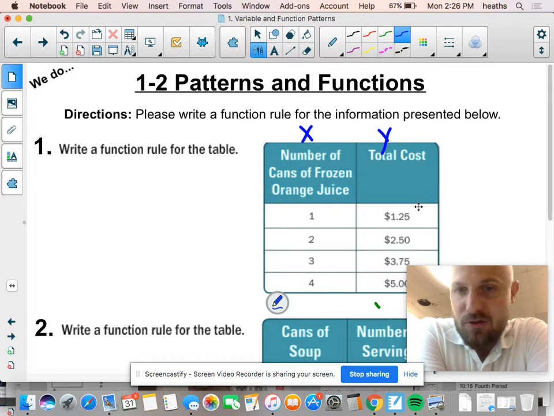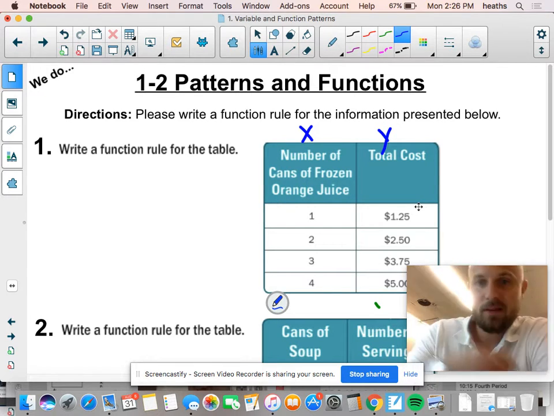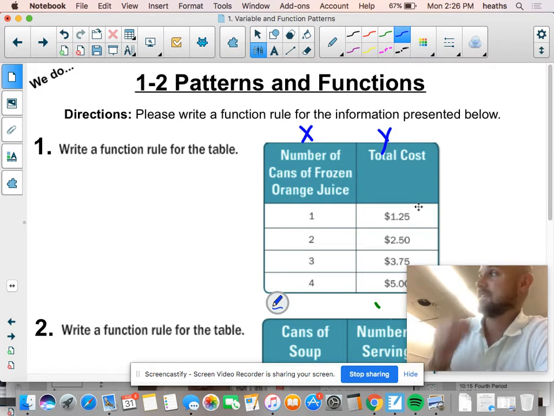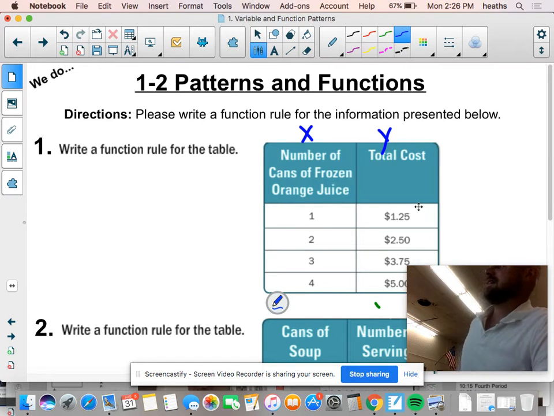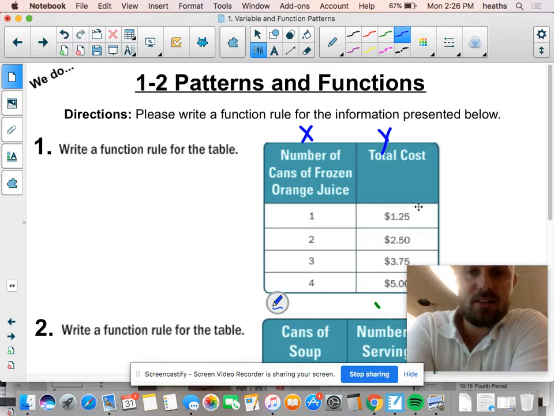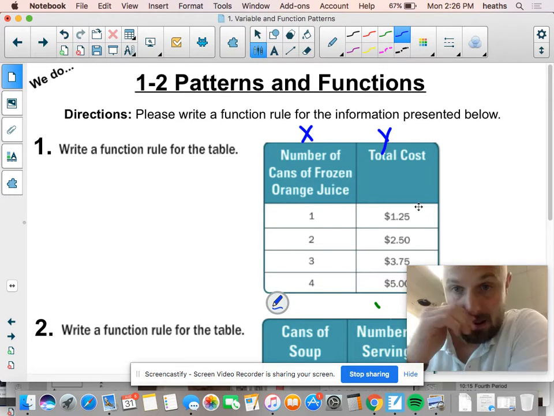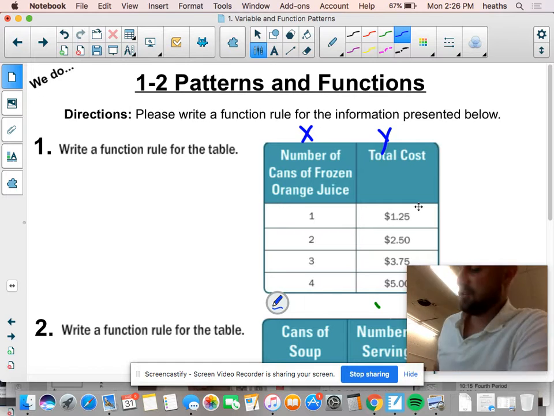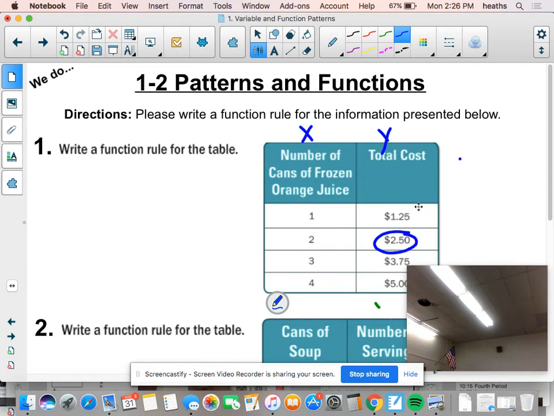Now, if you don't see that yourself, remember one of the strategies I gave you in a previous video is take the total and subtract it from the total before, and that will give you the difference. So for example, if you took this $2.50 and subtracted $1.25, I'm just going to do this math quick.